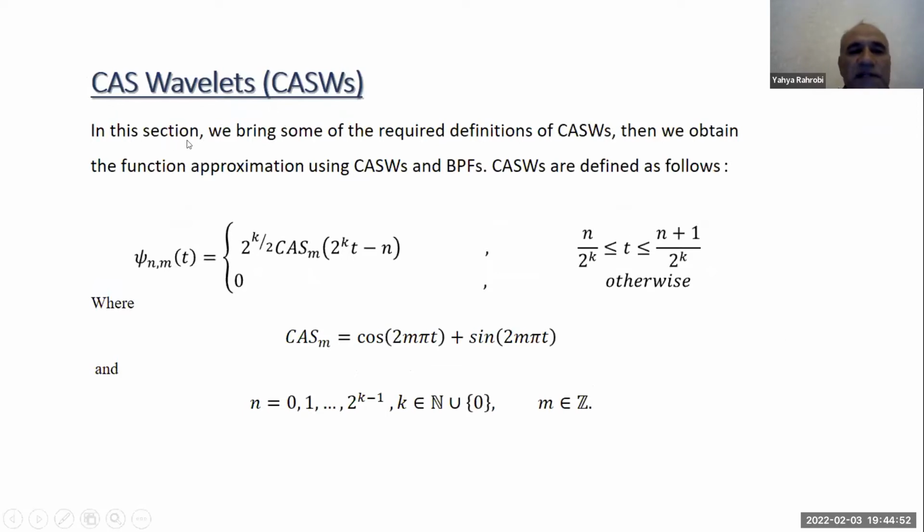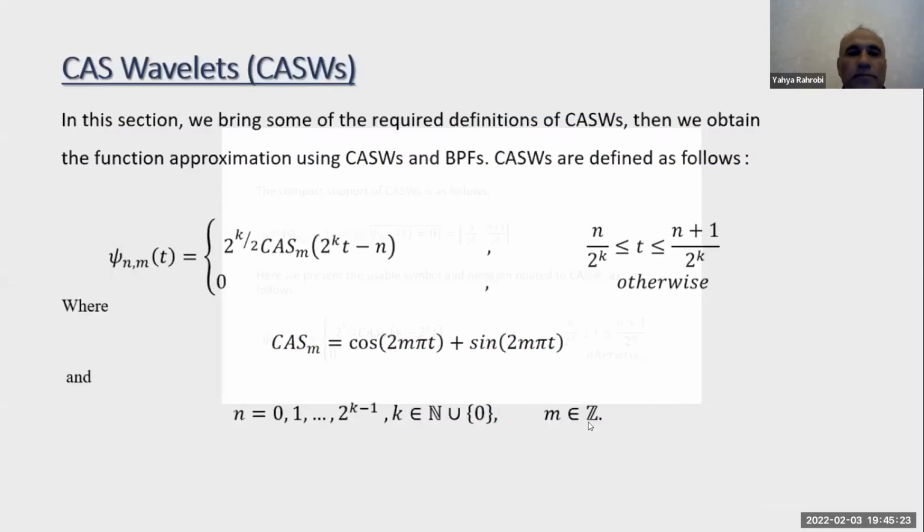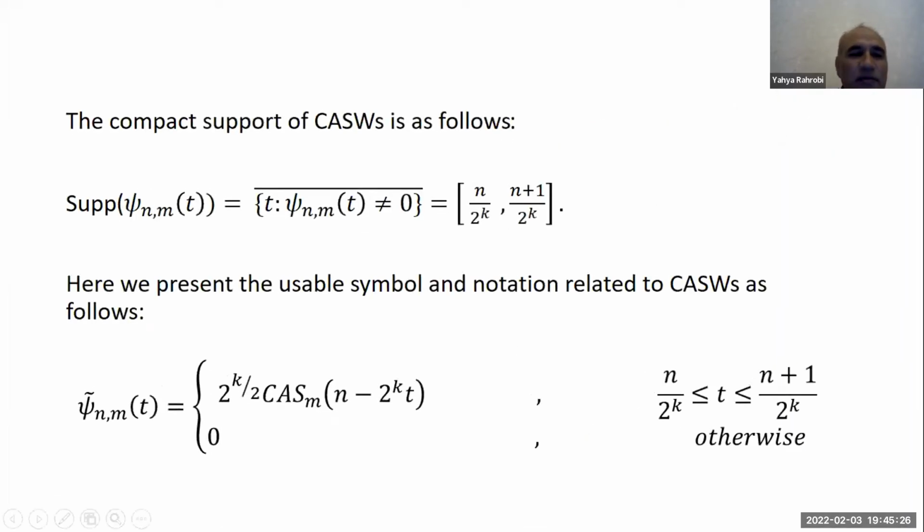CAS wavelets. In this section, we bring some of the required definitions of CAS wavelets. Then we obtain the function approximation using CAS wavelets and block pulse functions. CAS wavelets are defined as follows, where CAS index m is equal to cosine 2mπt plus sine 2mπt, on [0, 1). The compact support of CAS wavelets is as follows. Here we present the usable symbols and notation related to CAS wavelets as follows.